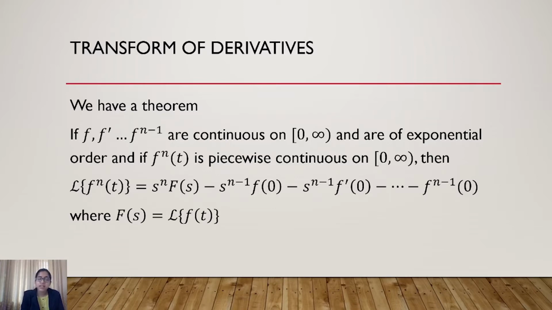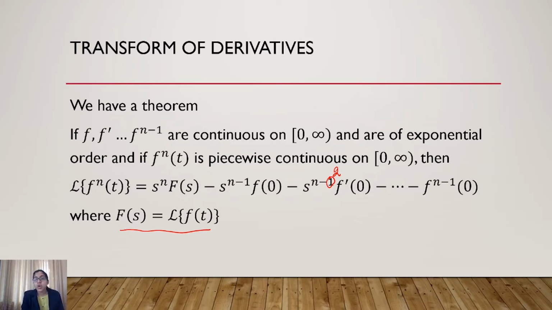and if f^(n)(t), that is the nth derivative of the function, is piecewise continuous, then the Laplace transform of the nth derivative of f, that is script L of f^(n)(t), is equal to s^n F(s), where F(s) is L of f(t), minus s^(n-1) f(0) minus s^(n-2) f'(0), etc., minus f^(n-1)(0). There was a slight mistake earlier: this must be s raised to n minus 2. The power keeps on decreasing.